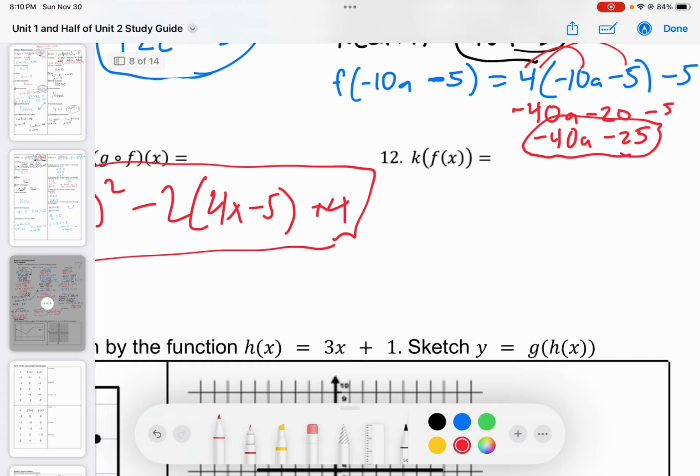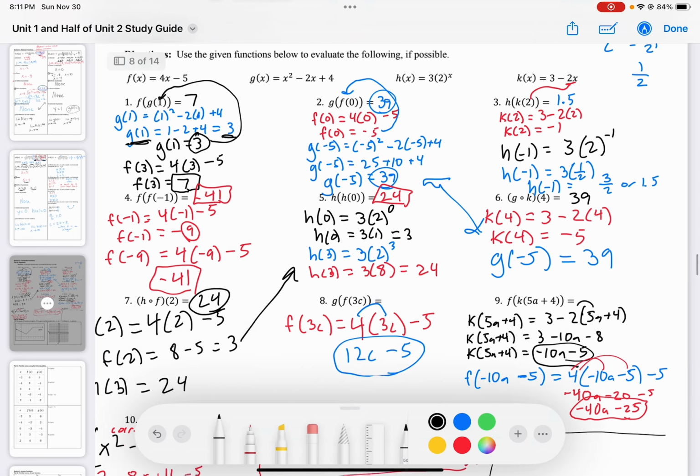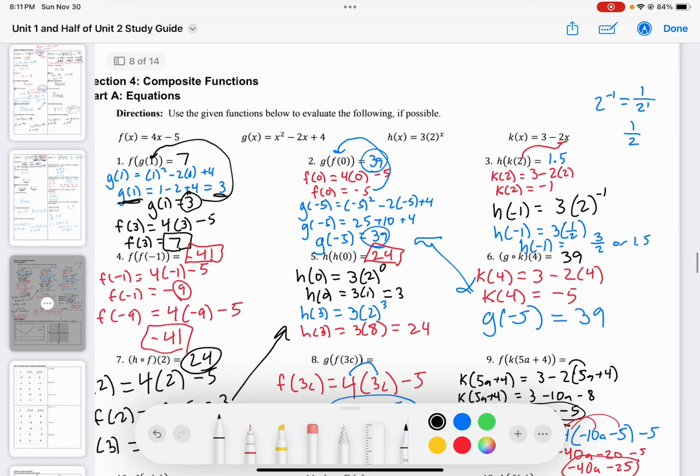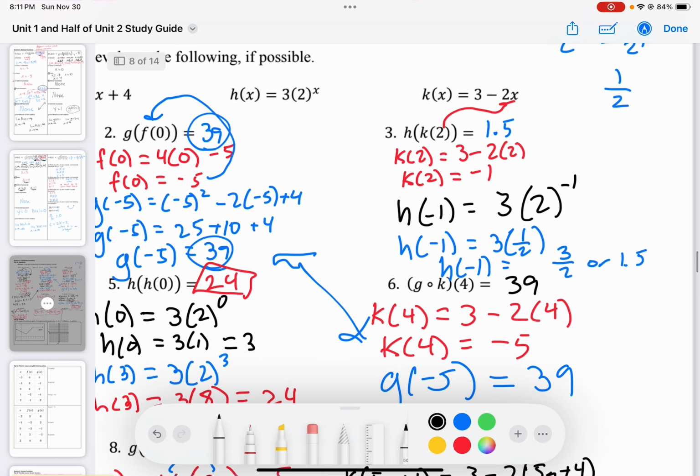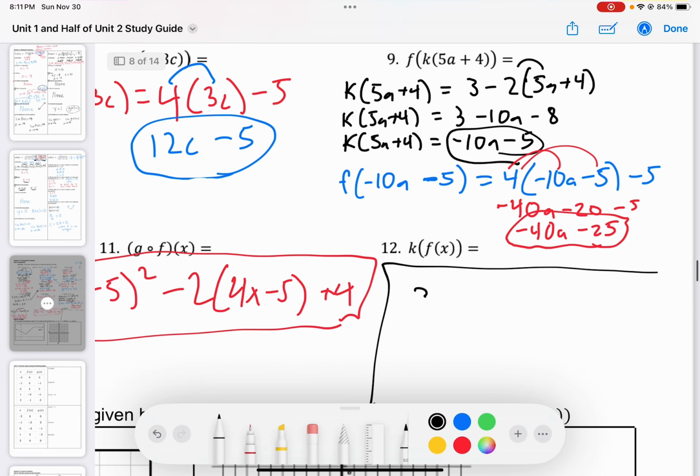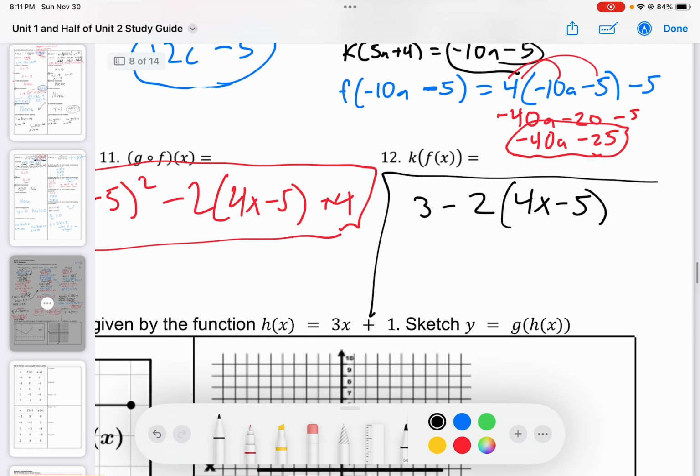And the k of f of x. So putting the f of x into k. So 4x minus 5. So k of f of x. So we have 3 minus 2. Instead of x, we have 4x minus 5. This one, fine. We'll just simplify it. 3 minus 8x plus 10. Combine like terms. Negative 8x plus 13.